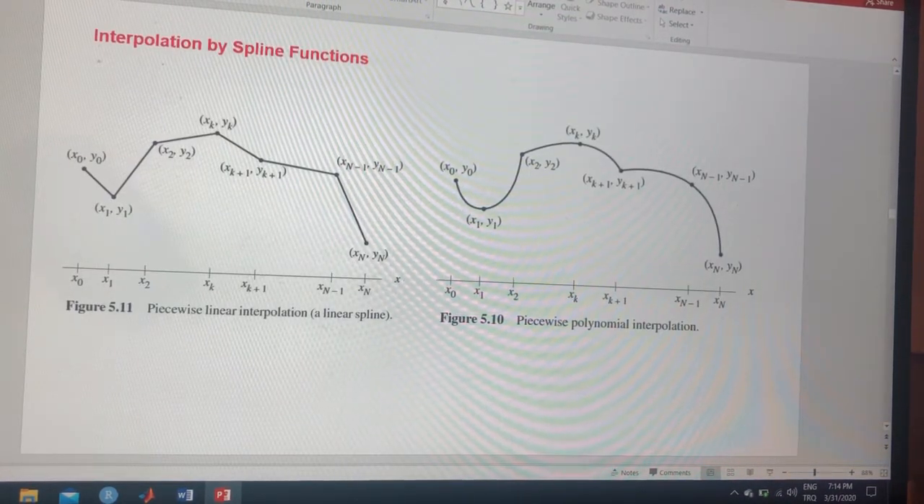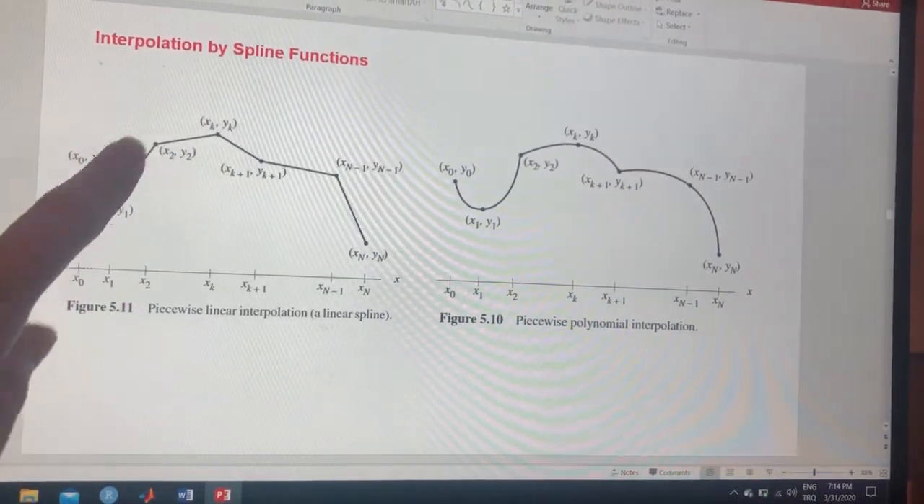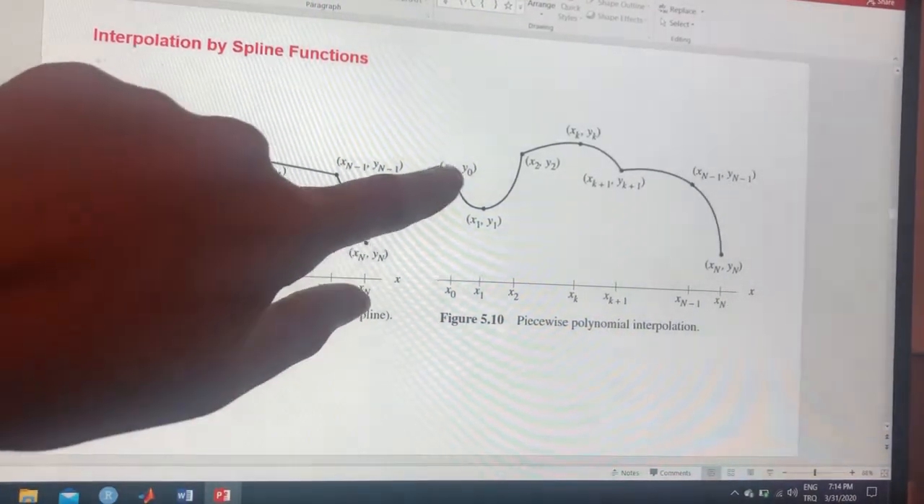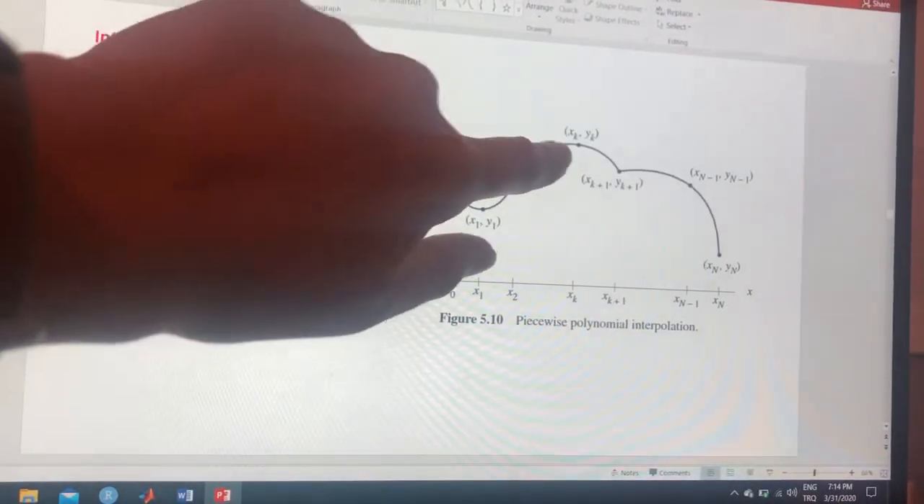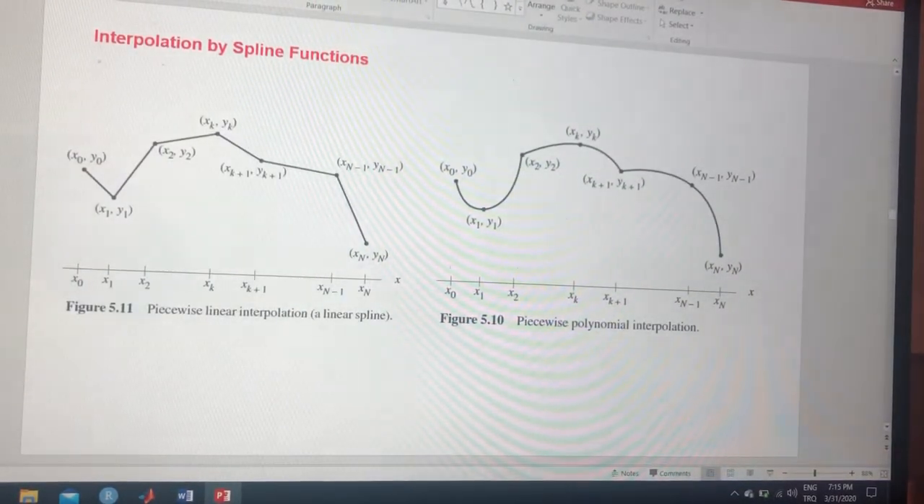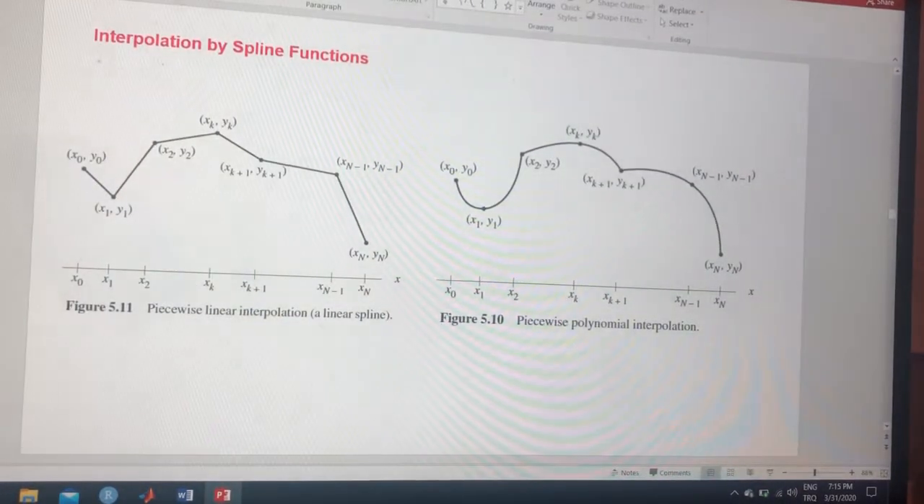This is the interpolation by spline functions. As you can see, for each data point, you can define either just a line as a linear interpolation, or you can define quadratic or cubic terms, okay? So this is the piecewise polynomial interpolation. You can decide the degree of each curve. It all depends on you. But once the degree is increasing, the calculation is going to be harder and harder.